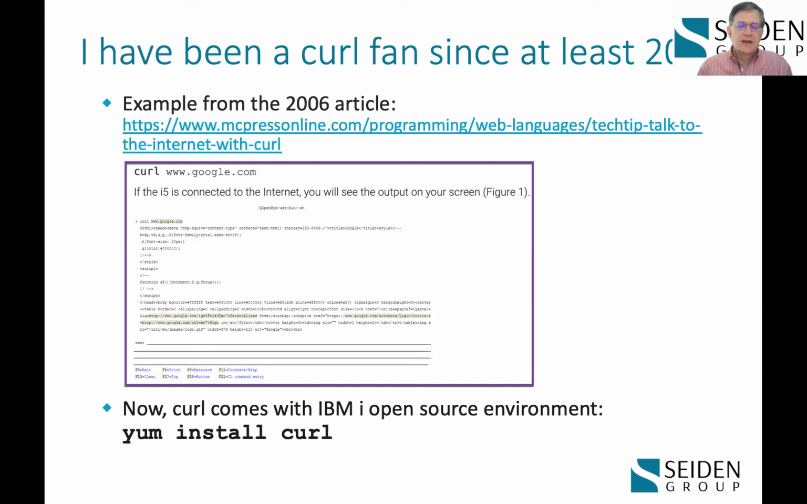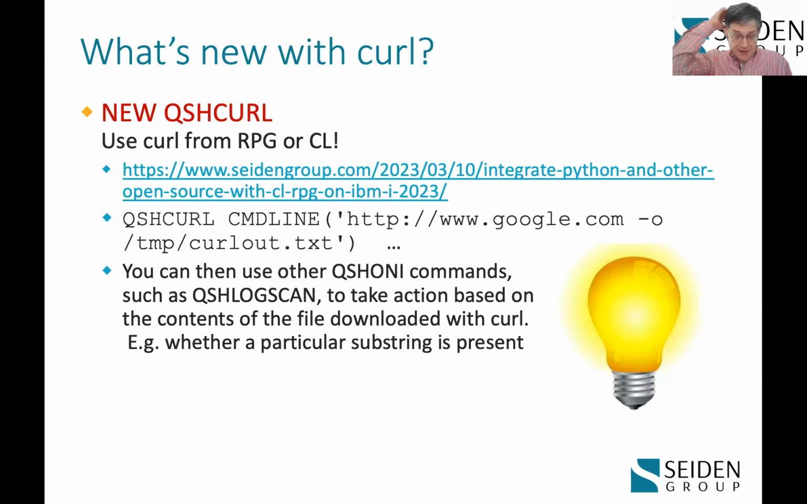But now curl comes with IBM i open source. If you don't have it, yum install curl is the command. But curl is the basis for a lot of the other things we do, so you'll get it automatically, most likely. Some new stuff for letting us integrate curl in our environment, like our RPG and CL, from the light bulb mind of Richard Schoen. Another addition to the QShell tools is QSH curl, and we have a little article on some of these updates.